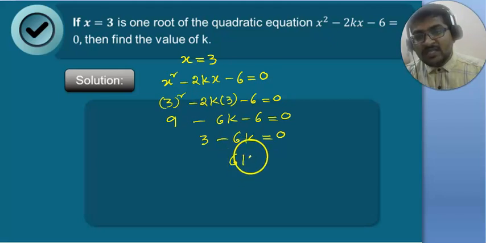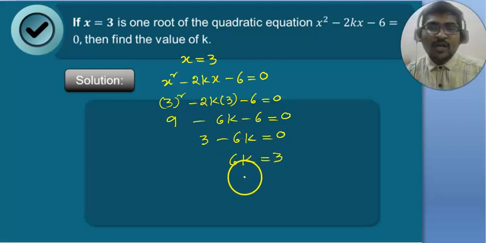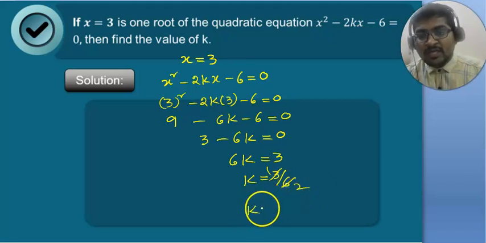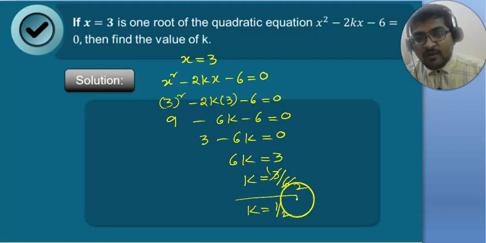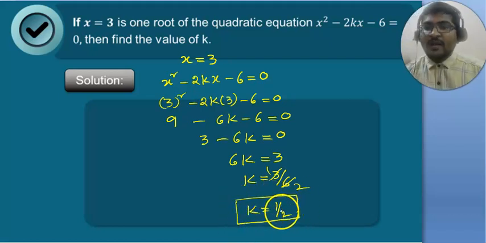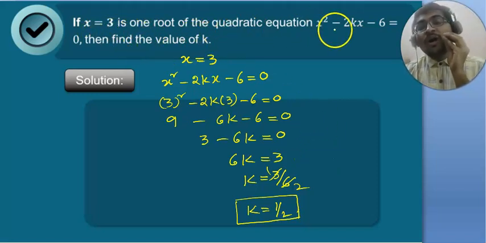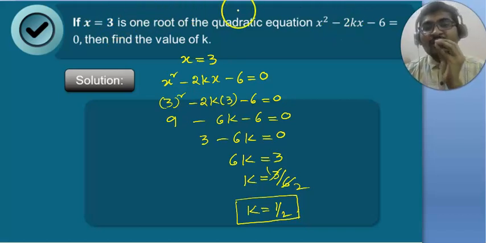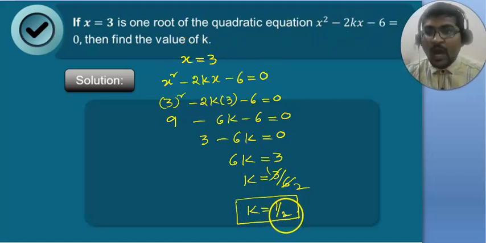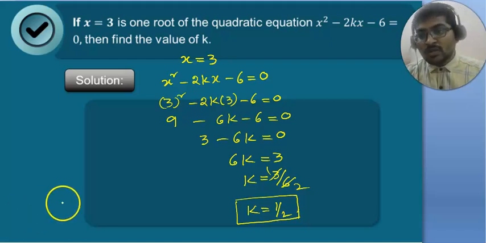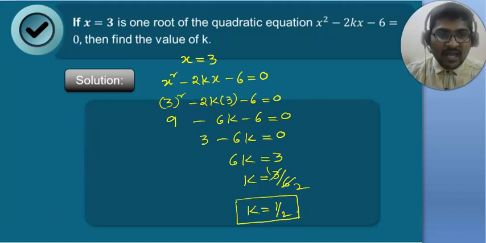So 6k is equal to 3, right? So from this expression, k is equal to 3 by 6. Yes or no, students? So 3 ones are 3, 3 twos are 6, right? So k is equal to 1 by 2. The value of k here is 1 divided by 2. So we can conclude that x equal to 3 is one root of this quadratic equation, and by substituting x equal to 3 in this quadratic equation, we get the value of k as 1 by 2.